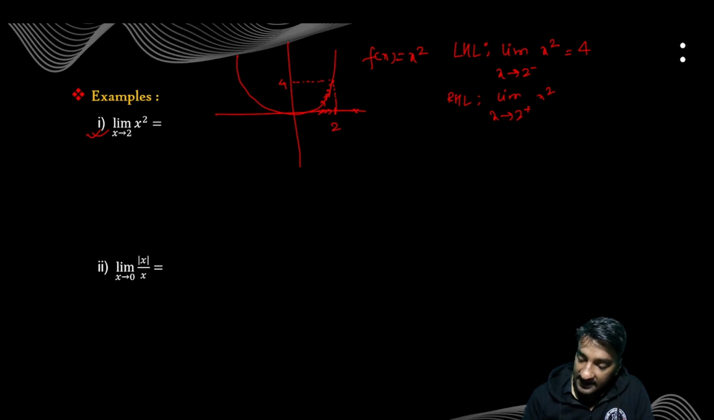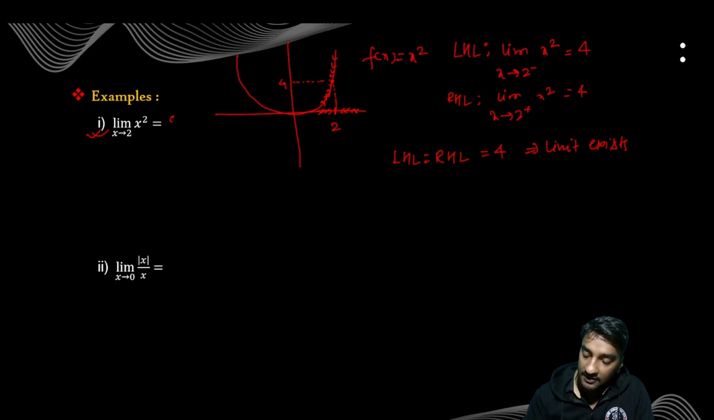From the right hand side, if we calculate the limit, the function is approaching the value 4 only, right? Therefore, LHL is also 4. Hence, we have LHL equals RHL, which equals 4. And since 4 is finite, we say that the limit exists, right? And the limiting value is 4. Here we saw that both the limits are finite, exist and are equal. Therefore, we say that the limit exists and the limiting value is 4.